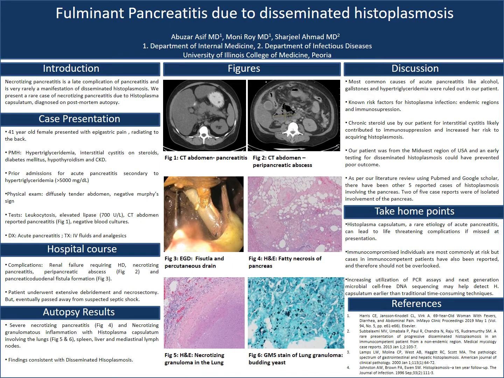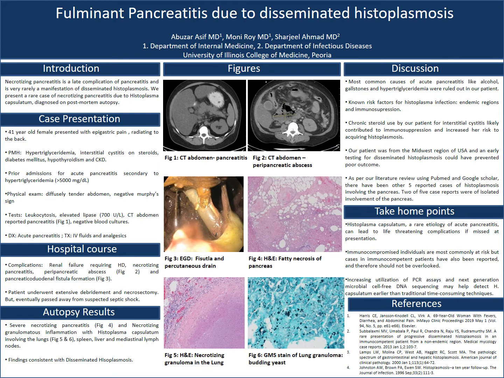Figure 4 shows the histology slide of her pancreas on post-mortem autopsy, clearly showing the fatty necrosis of the pancreas on H&E staining. Figure 5 shows another slide of necrotizing granuloma in the lung found on H&E staining. When a Grocott methenamine silver stain was applied to the lung granuloma, it clearly visualized the budding yeast of Histoplasma capsulatum. Based on these findings, a formal diagnosis of disseminated histoplasmosis was made and the patient's family was informed about it.